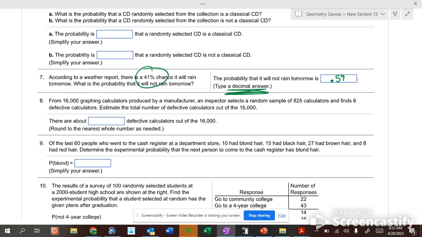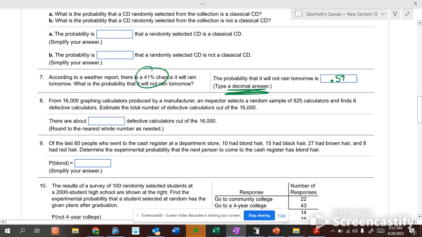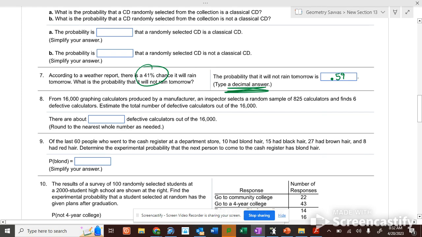Read the directions. My first 2 classes didn't read directions very well. Please read the directions. All right, so this is all we're doing for tomorrow.